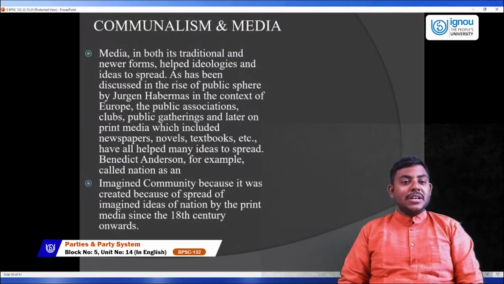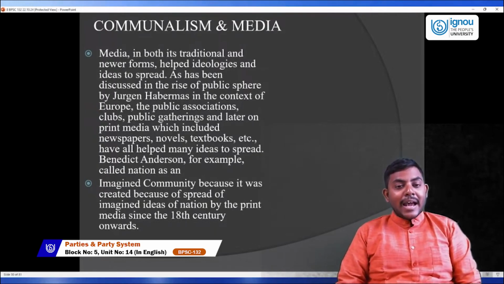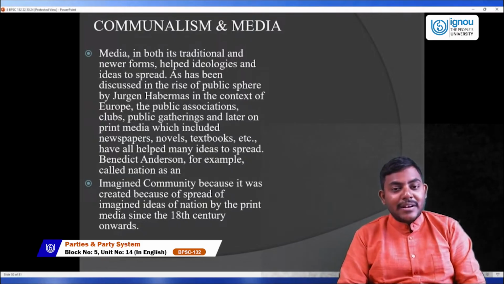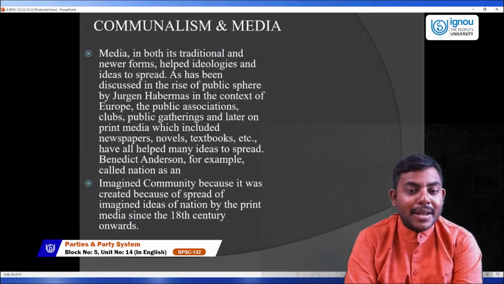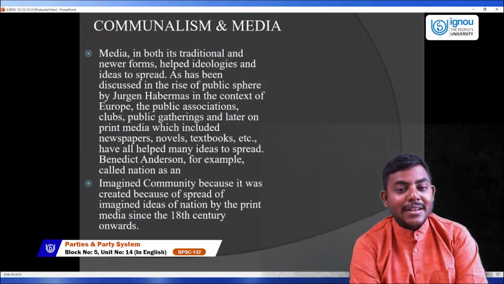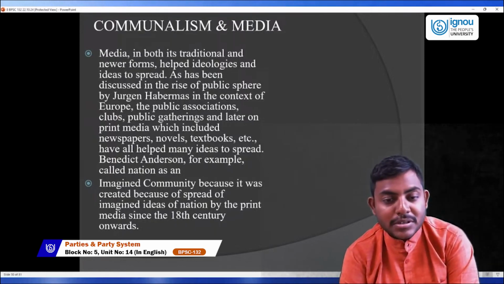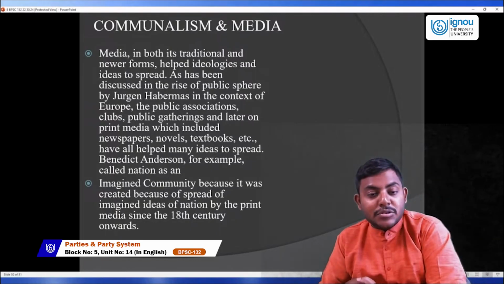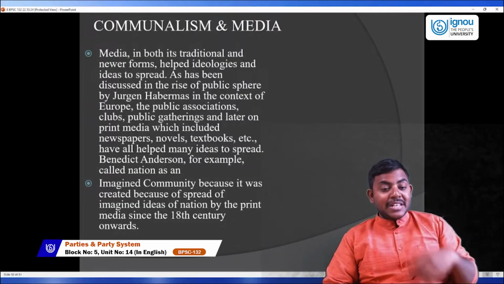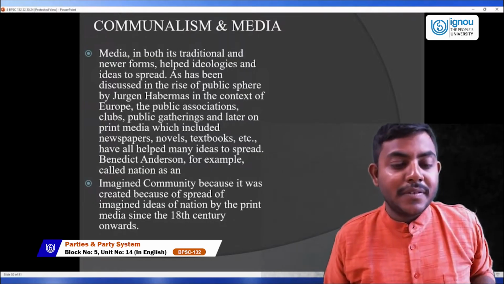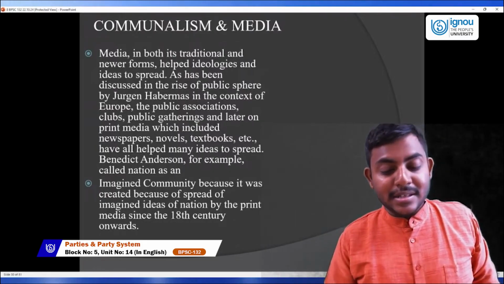Media in both its traditional and newer forms helped ideologies and ideas to spread. As has been discussed in The Rise of Public Sphere by Jürgen Habermas in the context of Europe, the public associations, clubs, public gatherings, and later on print media, which included newspapers, novels, textbooks, etc., have all helped many ideas to spread. Benedict Anderson, for example, called the nation an imagined community because it was created because of the spread of imagined ideas of nation by the print media since the 18th century onwards.